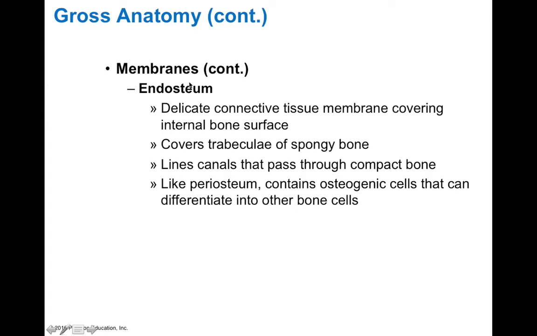So endosteum is much different than periosteum. For one, it's within bone, hence the name endo. So endosteum is within that bone. It lines the inner surfaces of bone, and it's more of a delicate connective tissue. It's not really there for anchoring and support so much as nourishment of the inner lining of the bone. And it covers the trabeculae of spongy bone. You find this lining canals that pass through compact bone as well. And like the periosteum, you also find some osteogenic cells here, which can help to differentiate into other bone cells, especially if the bone's been fractured. You have another source of stem cells.